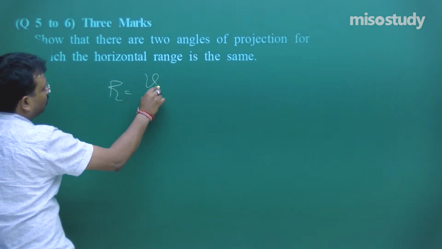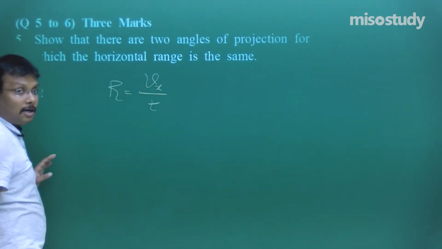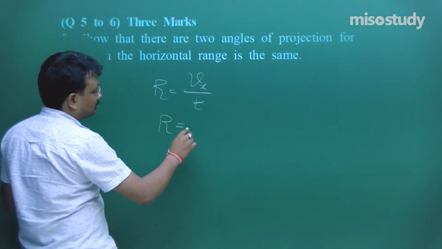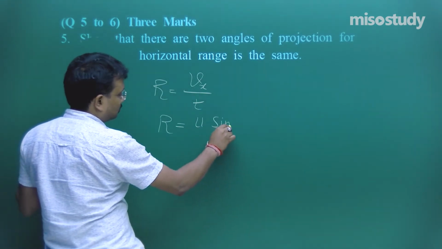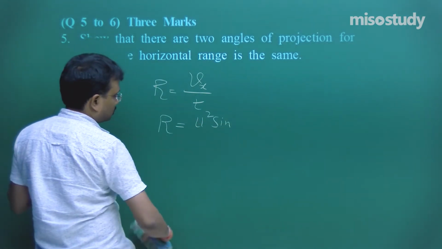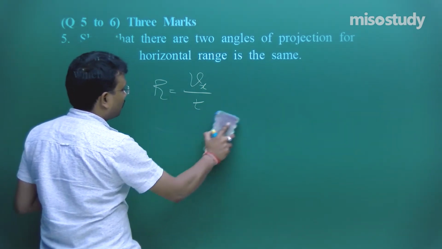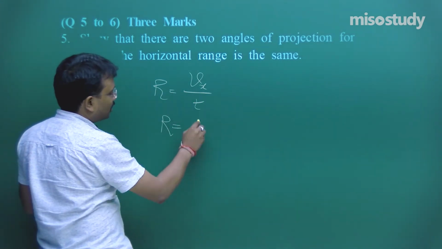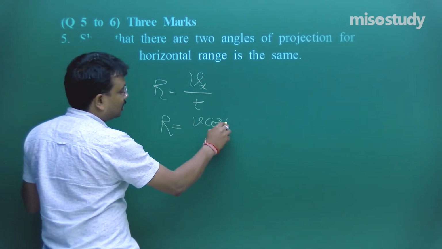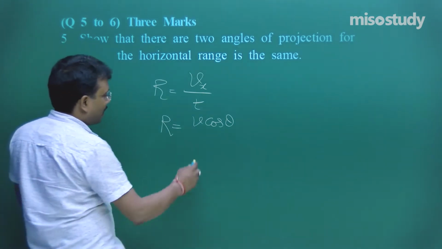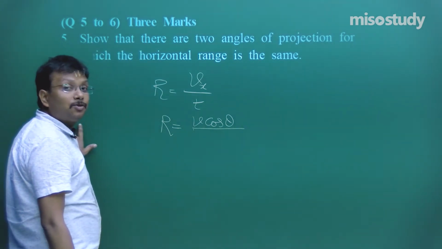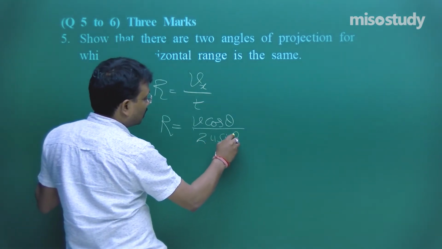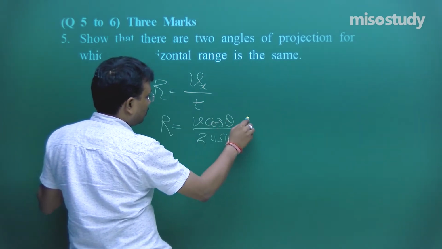R is equal to Vx upon T. That is the formula used. Ultimately, after solving it, you will get the answer. Let me show you how you can put the values also. Vx means V cos theta. Try to recall the projectile motion. And T is what? Total time of flight, that is twice u sin theta by g.